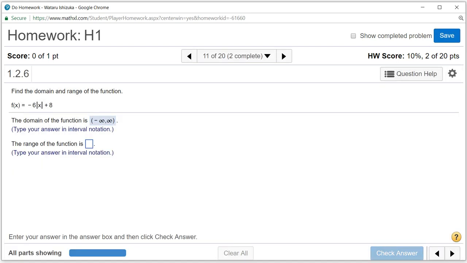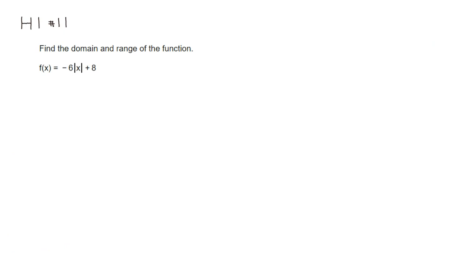Then we want to find the range of the function. So we need to see what it looks like. Let's draw a picture of this function. The first thing we want to do is start with a simple basic function. In this case, obviously, we start with the absolute value of x. So we have the original graph.